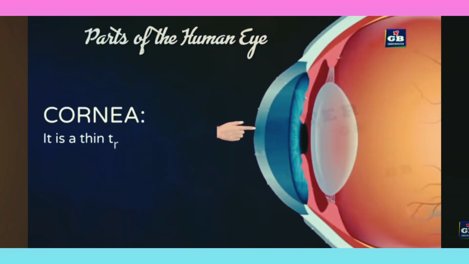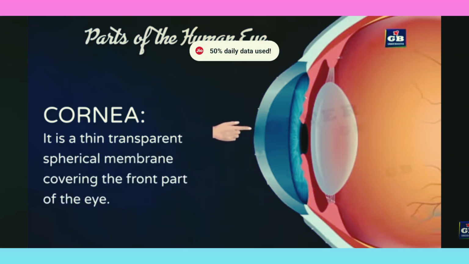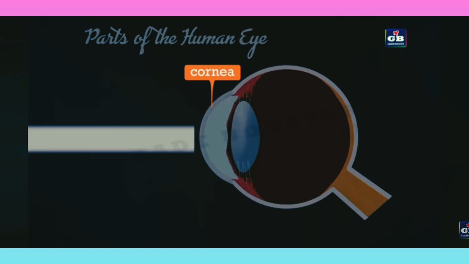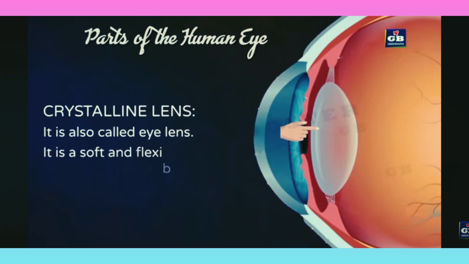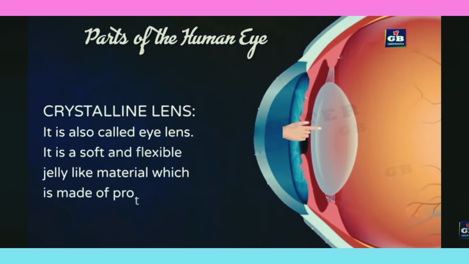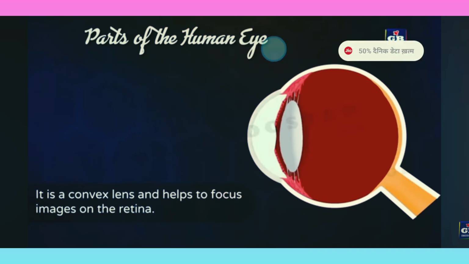Cornea. It is a thin, transparent, spherical membrane covering the front part of the eye. Light enters our eye through this membrane. Crystalline lens. It is also called as eye lens. It is a soft and flexible jelly-like material which is made up of proteins. It is a convex lens and helps to focus images on the retina.